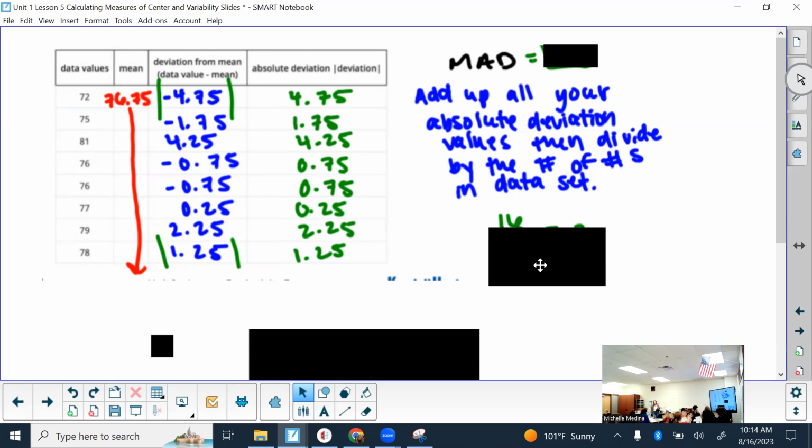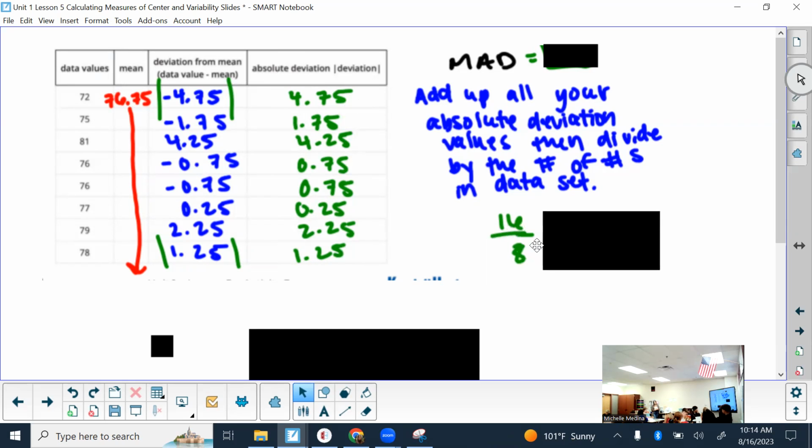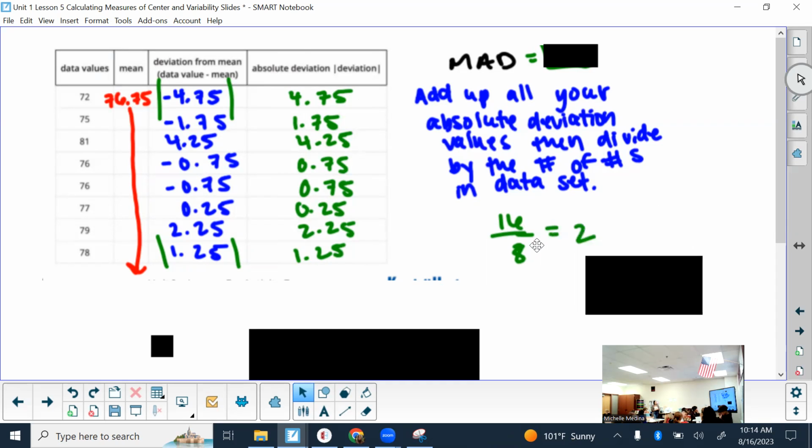What do I divide by? Because there are 8 data points. It should match what you divided by over there. So then what's 16 divided by 8? 2. And yeah, my MAD is 2. Overall, that answers the question, the MAD being 2. Questions on that process? If you made a mistake, do you see where the mistake was made? Okay, great. So there's that.